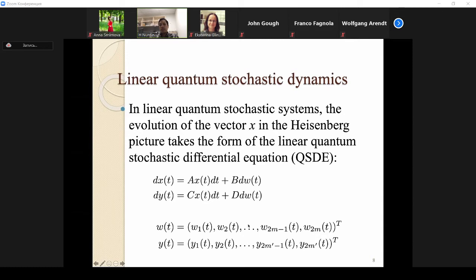So W1, W2: W1 is the amplitude quadrature of the first field, and W2 is the phase quadrature of that field, and so on to the last components. And YT consists of these components, again pairs of quadratures of each of the output fields.